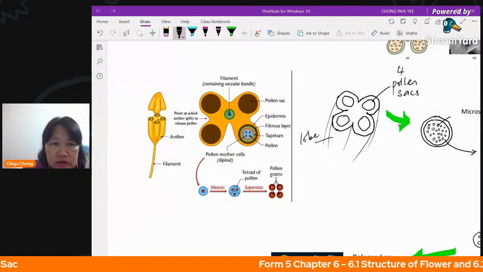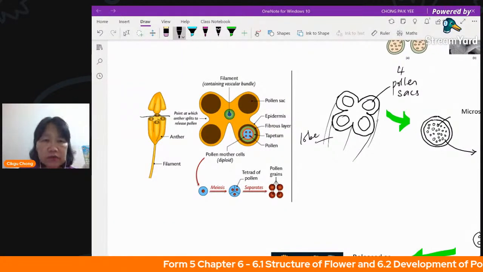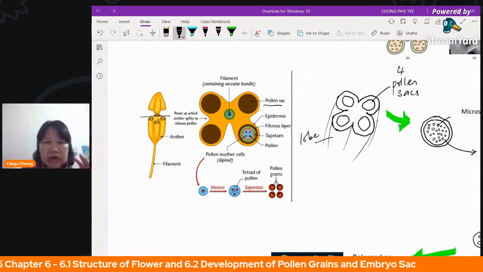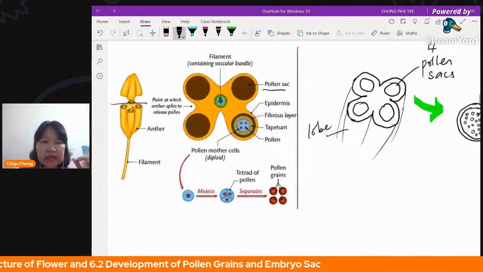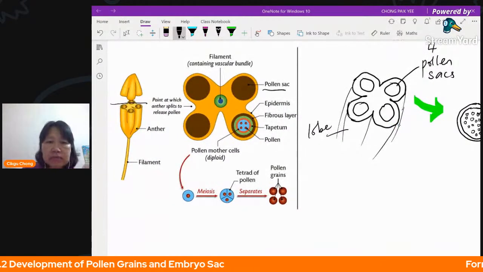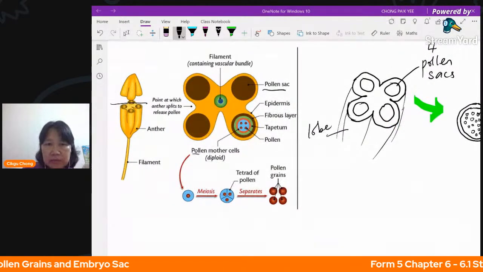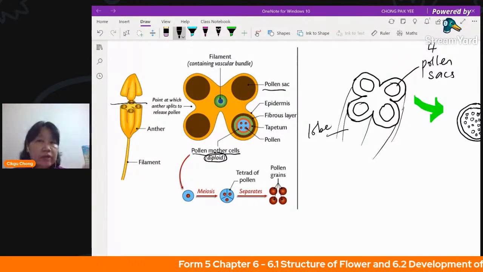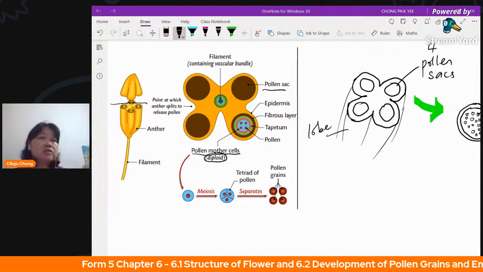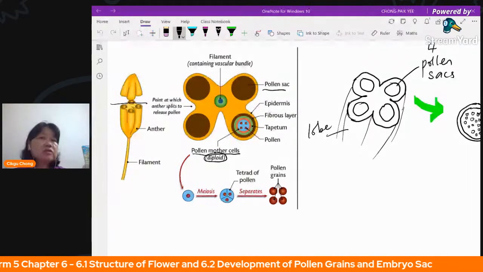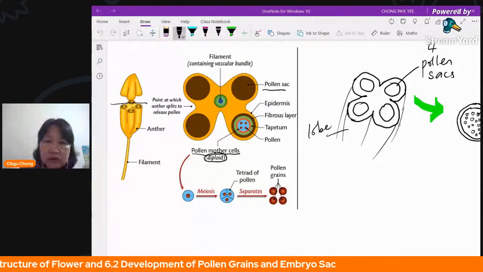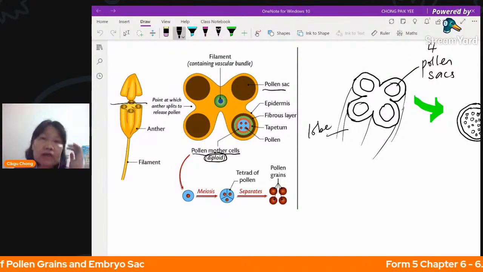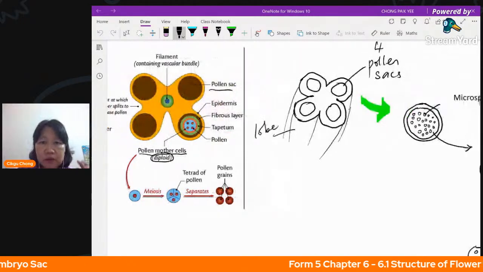If you slice through, it's called a cross section. This is a cross section of your anther. You will have 4 pollen sacs. This is one. The 4 pollen sacs are filled with what we call pollen mother cells, and all of them are diploid. If you remember, your spermatogonium is also diploid. It's 2N. It all starts with 2N. Everything starts with the somatic cell first. Each one of these later on will undergo meiosis.